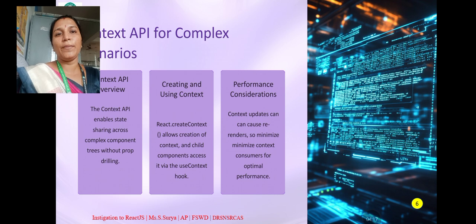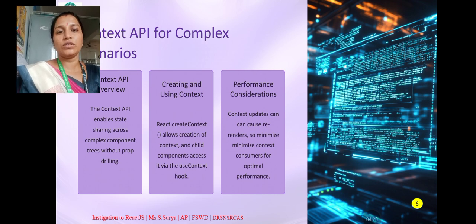The Context API is for sharing data across complex component trees without prop drilling. Second, creating and using context: we use React.createContext, and the child components use the useContext hook. The final one is performance consideration, the re-renders. An update causes re-renders, so we minimize context use to optimize performance.